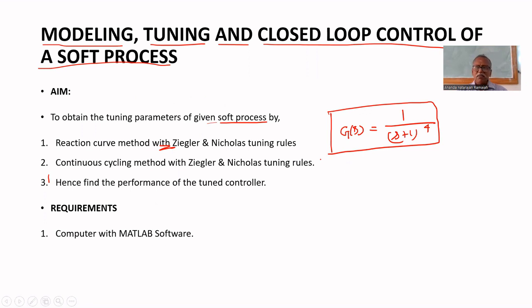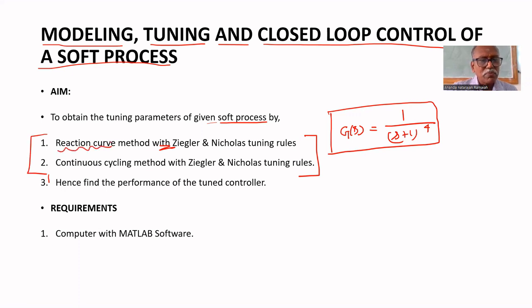Since it is a software experiment, we can do both types of tuning, reaction curve as well as sustained oscillation or continuous cycling method. Closed loop method also can be done here because it is software. That's why you need not bother about the time constant. In practice, we can do the closed loop method only in fast processes, that is, in flow process only. For level, pressure, and temperature processes, we have to go for the reaction curve method. But here, since it is software, we can do both methods.